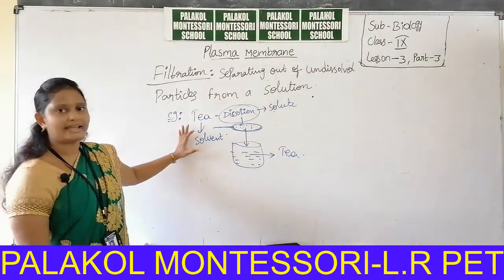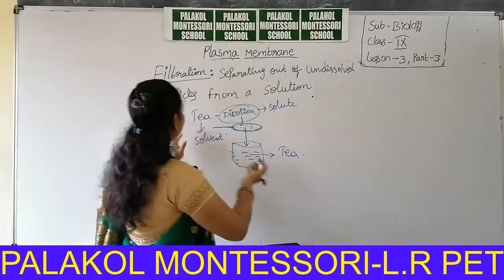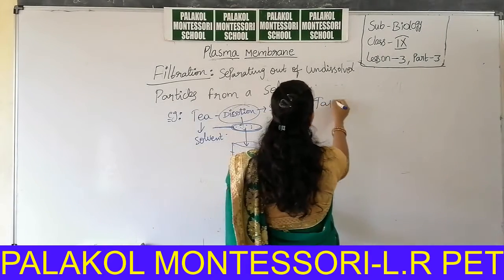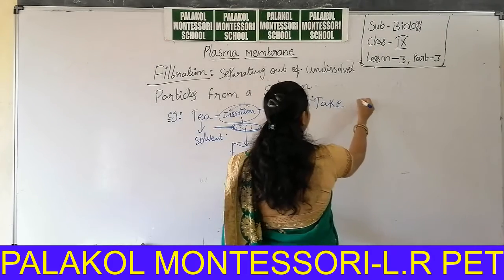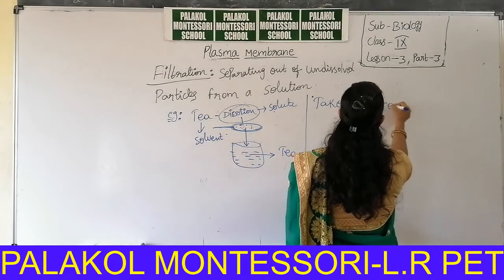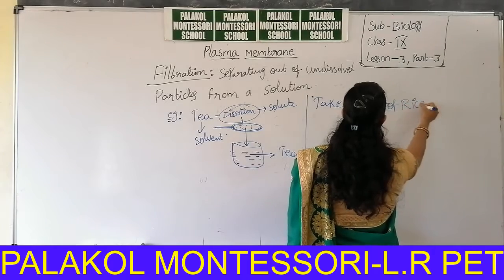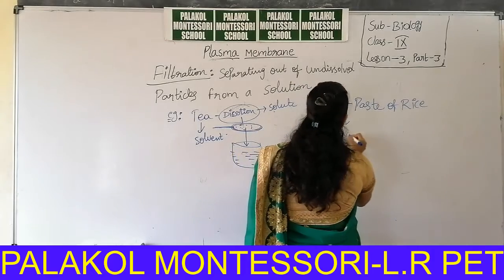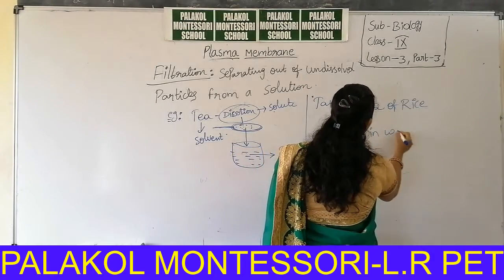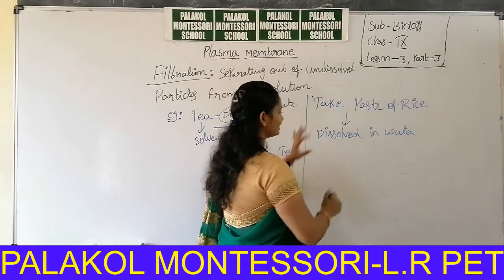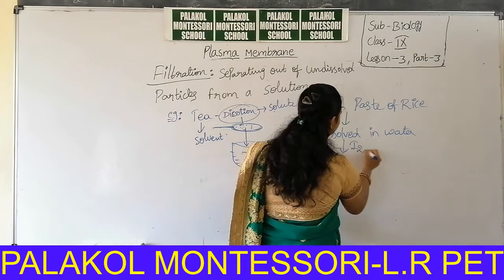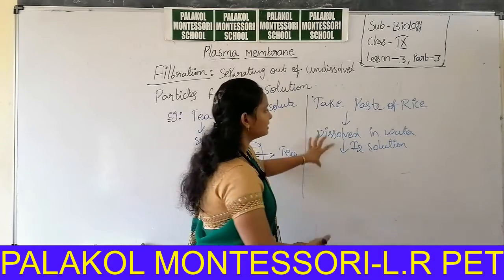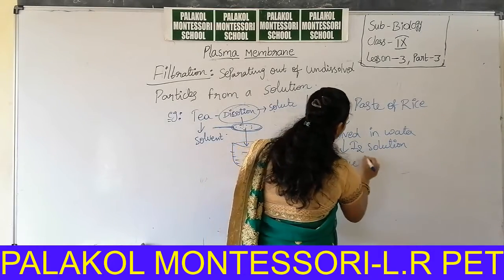Okay, in that case another example we can take: paste of rice dissolved in water. Now to this solution you have to add iodine solution. What will happen, students? The solution becomes blue or black.